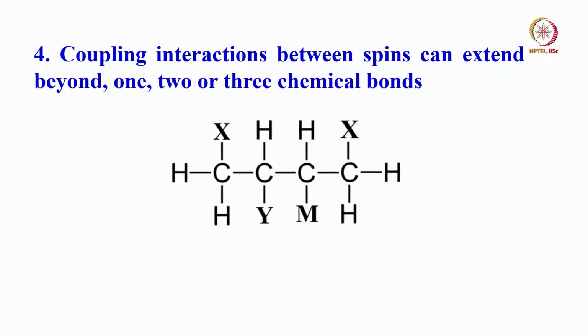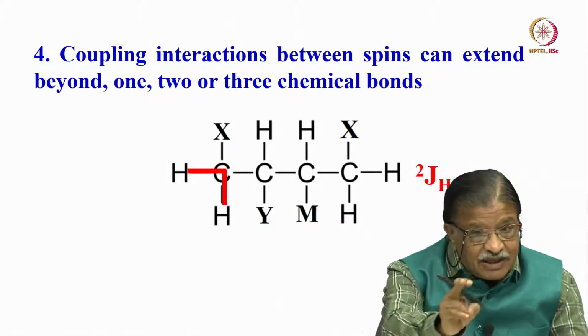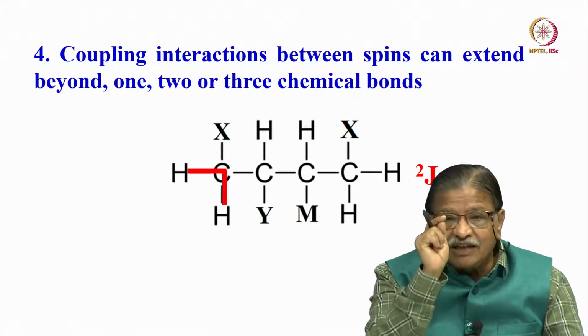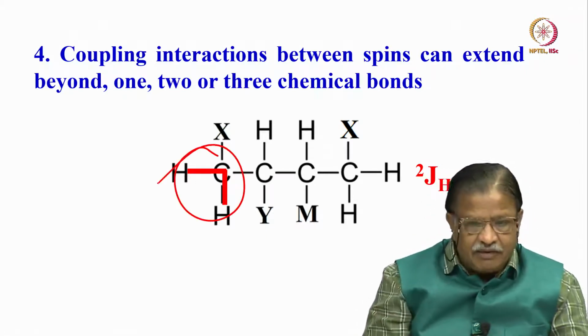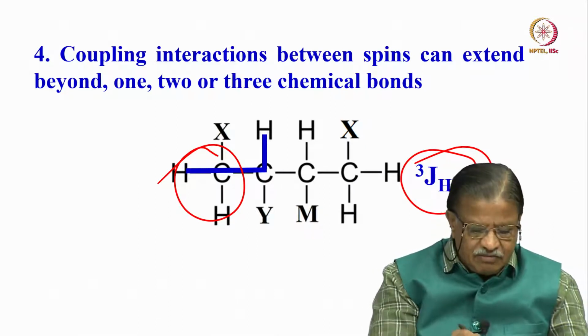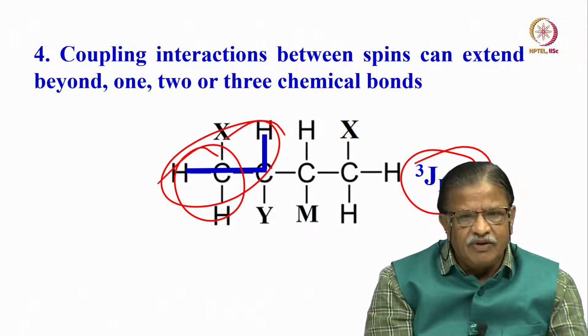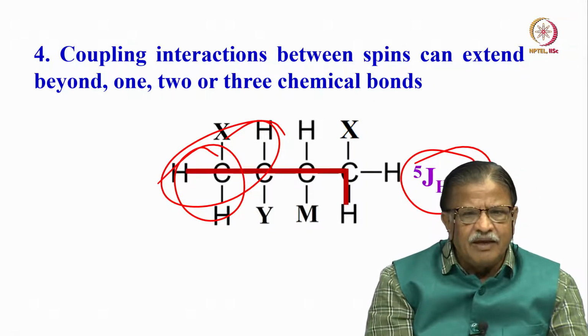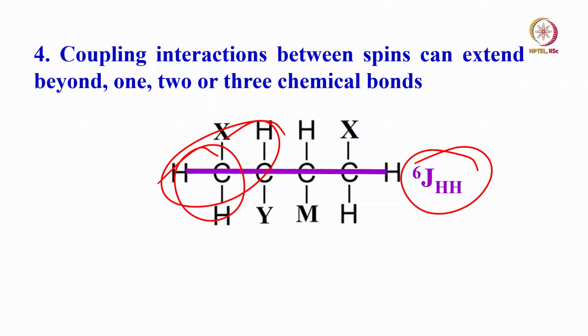The coupling interaction between spins can extend over 1 bond, 2 bonds, 3 bonds, any number of n bonds. The only thing is, as the number of bonds increases, the strength of interaction keeps coming down. Here it is a 2 bond coupling, represented as 2JHH. This is stronger. This one is a 3 bond coupling, a little weaker. This is a 4 bond coupling, this is 5JHH, this is 6JHH.